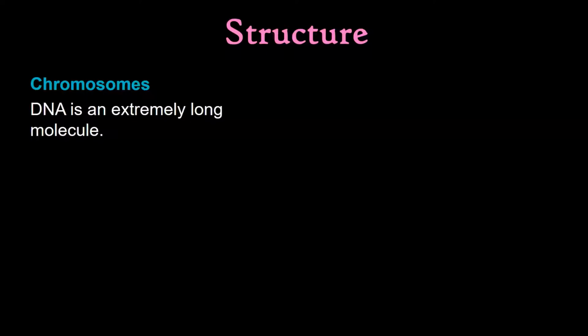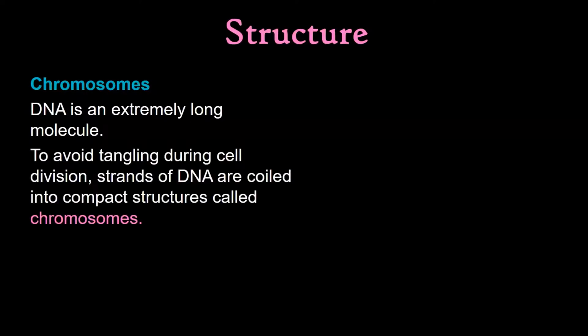Therefore, it's kind of tricky stuff, having this huge length crammed into an extremely small space. 1 meter crammed into a cell which is only a few thousandths of a millimeter across. So when it gets copied, there is a danger of tangling. And to avoid this, the strands of DNA get coiled up into much more compact structures, which are called chromosomes.